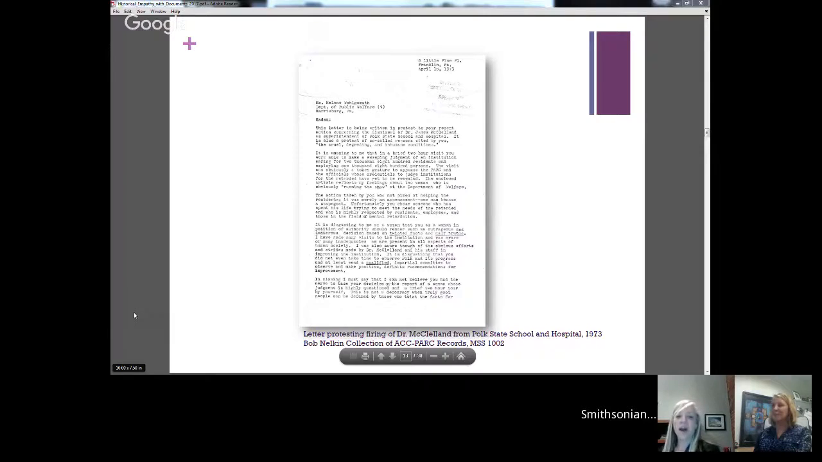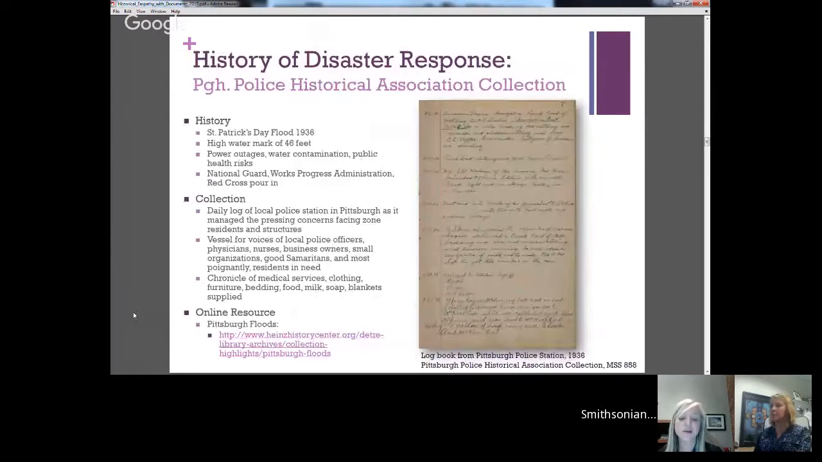So from the ACC Park, we will now look a little bit into the history of disaster response as well as natural disasters. We're going to look at that through the lens of our collection of Pittsburgh Police Historical Association materials. Our primary subject matter within disaster response is, perhaps for those locals who are here, the Great Flood of 1936, which lives in infamy.